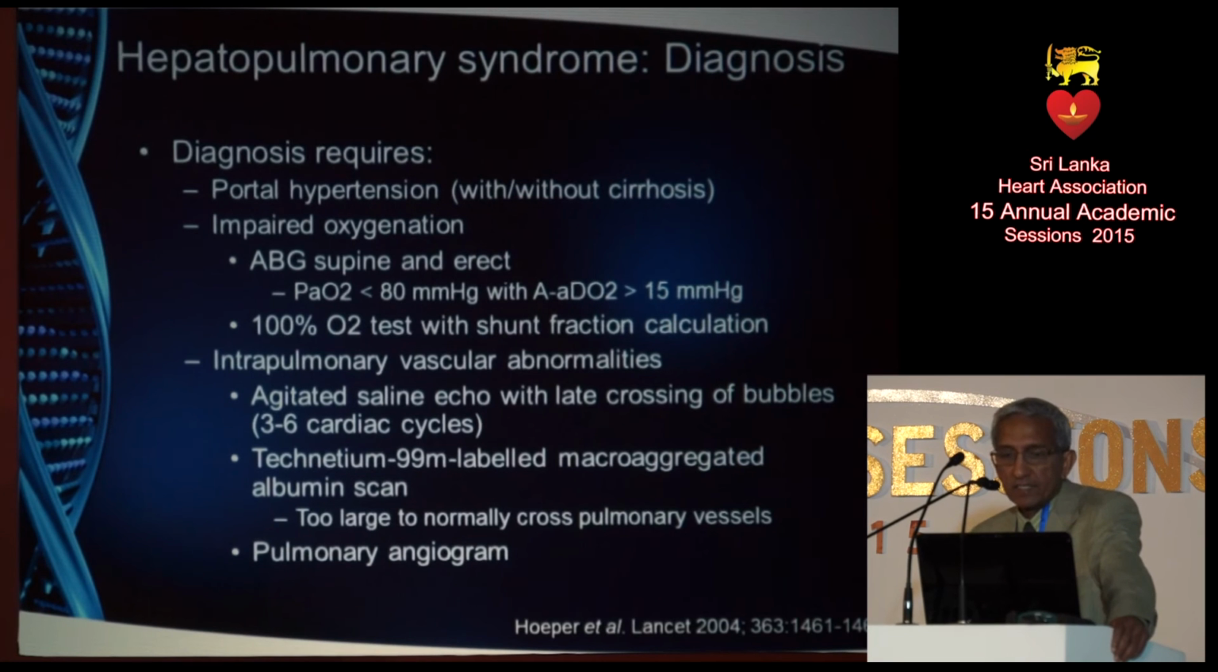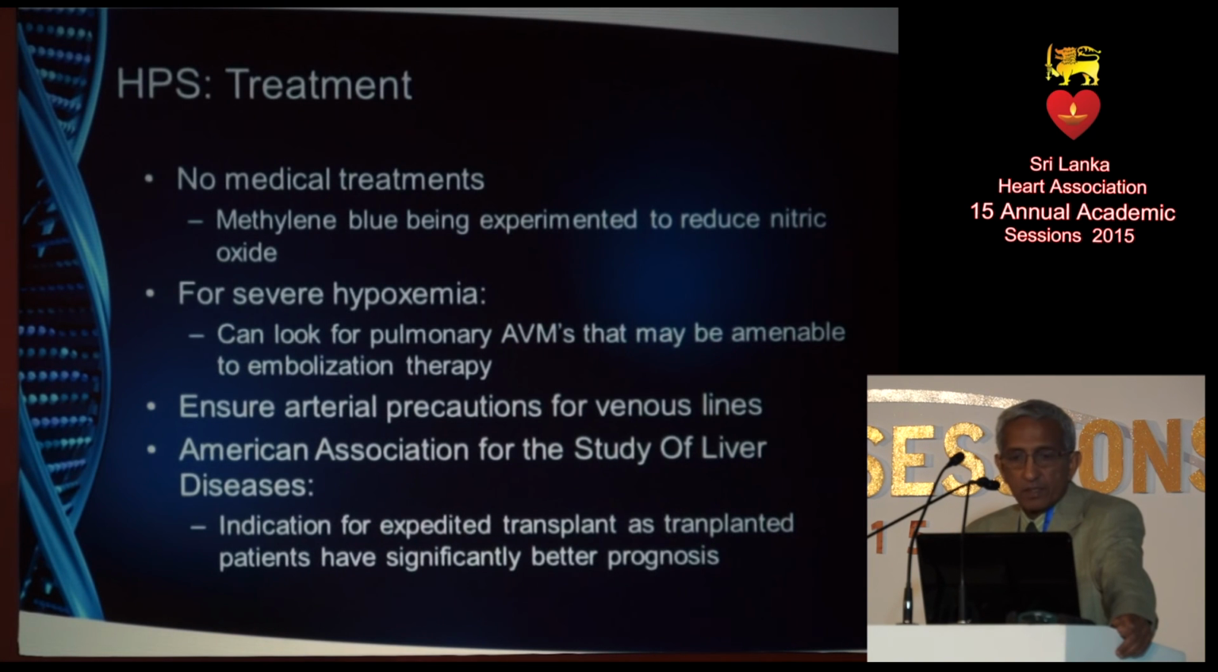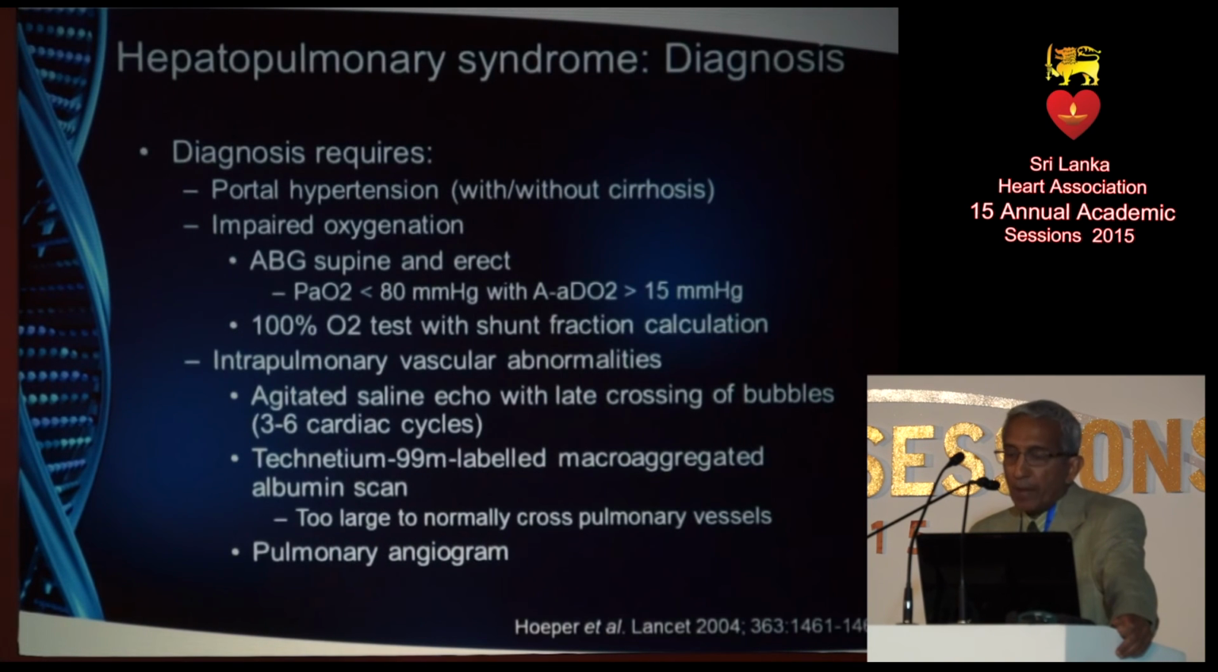Diagnosis-wise, it requires portal hypertension, and you have impaired oxygenation. In terms of diagnosing the intrapulmonary vascular abnormalities, you can do agitated saline injection where you will see late crossing of the bubbles. If it's a true intracardiac shunt, the bubbles will cross very early. Here, 3 to 6 cardiac cycles later, you will see the crossings. And you can do a pulmonary angiogram, obviously, if you're looking for AV malformation.